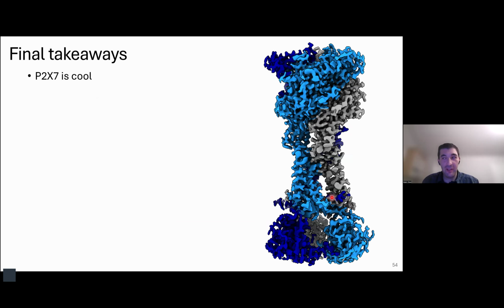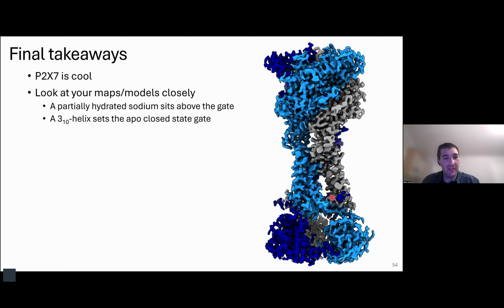So some final takeaways for this talk: I hope I've shown you P2X7 is a very cool and interesting receptor to study. When you're looking at your maps and models, make sure you look closely to see if you have any interesting densities that may correspond to ions or any other special ligands, or if there are any 310 helices or any uncommon geometries.